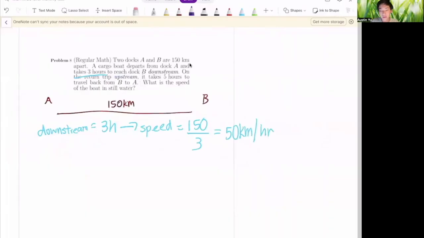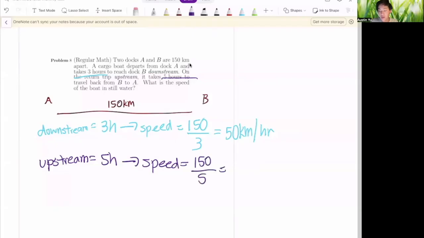And then the upstream, going up, is going to be 5 hours, since it says it takes 5 hours to travel back. Calculating the speed, this would be 150 divided by 5 equals 30 kilometers an hour. So naturally going up is going to be much slower.